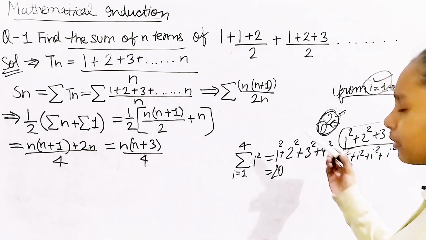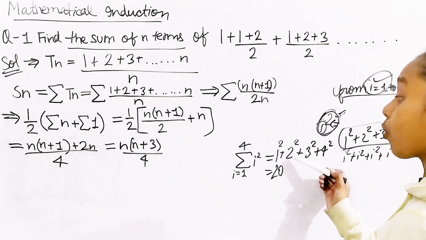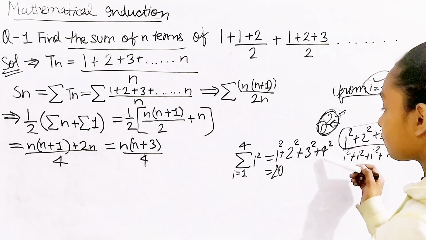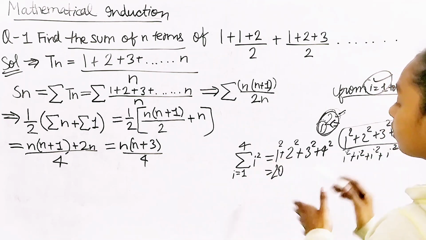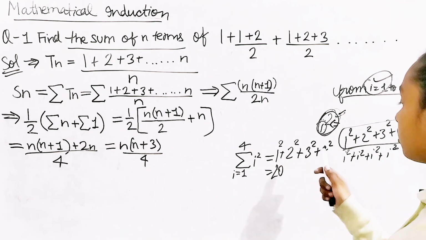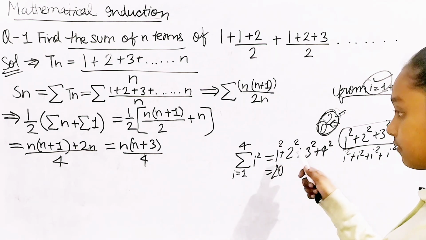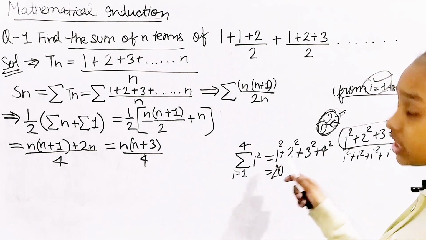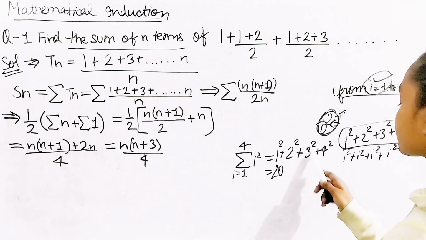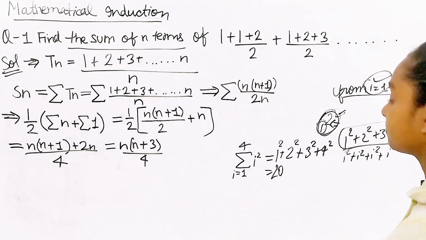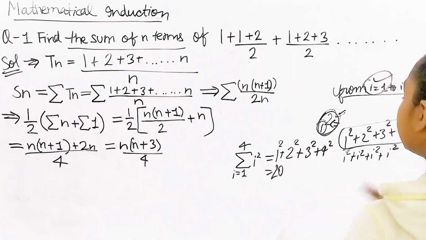So 1 squared is 1, 2 squared is 4, 3 squared is 9, and 4 squared is 16. If we add them all, we get 30. That's it. That was really easy.